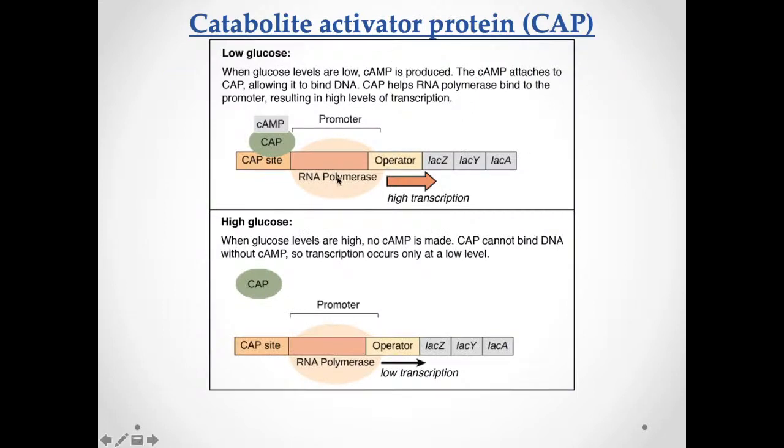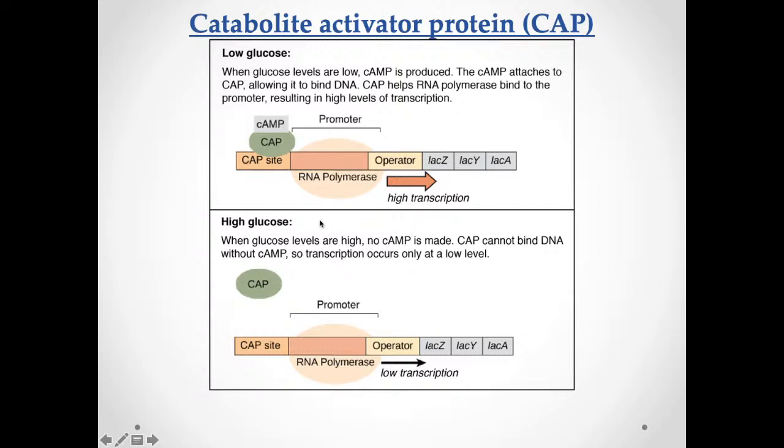Further, if there is a CAP, in the case of low glucose, when glucose levels are quite low, then cAMP is produced, and this cAMP will attach to the CAP and allow binding to the CAP site, which will make your RNA polymerase attach to the promoter, and hence you will see high transcription.